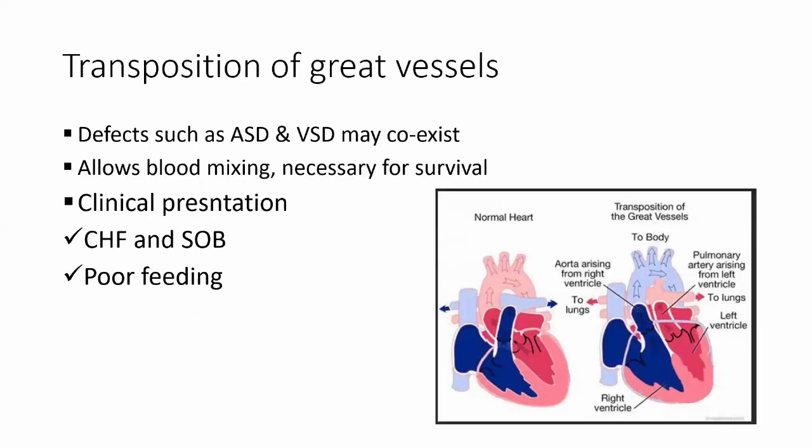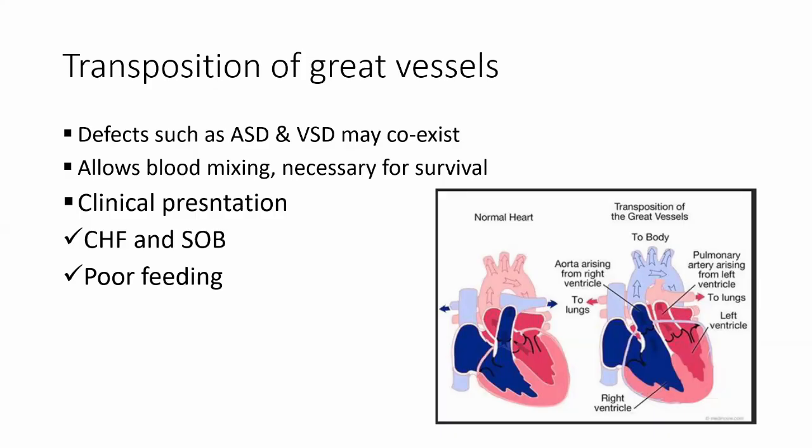And then your other cyanotics, these are your transposition of the great vessels. In this condition, the aorta arises from the right ventricle, and the pulmonary arteries arise from the left ventricle. This defect is usually incompatible with life, unless, obviously, there's a communication between the two circuits to provide necessary oxygenation to the body.